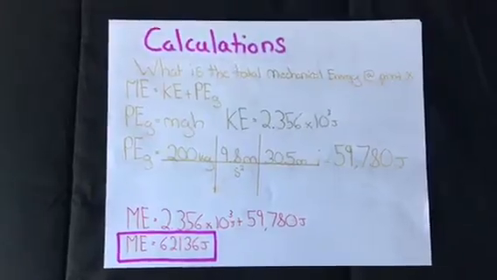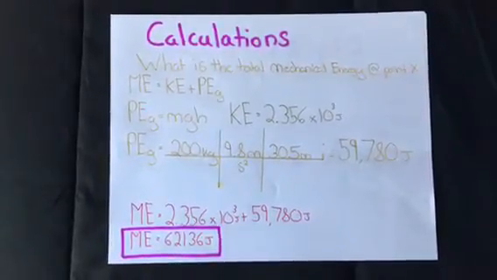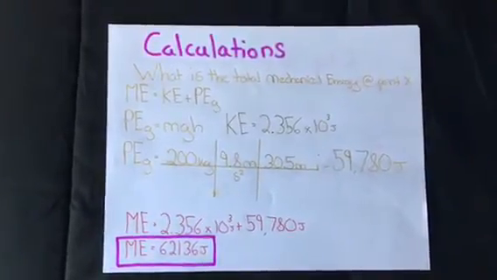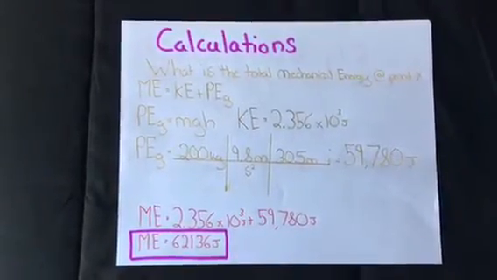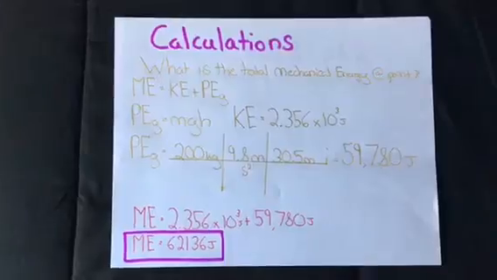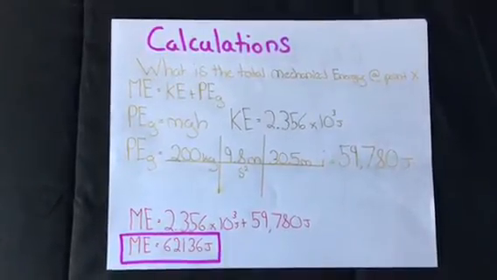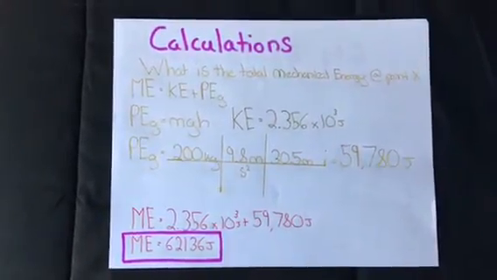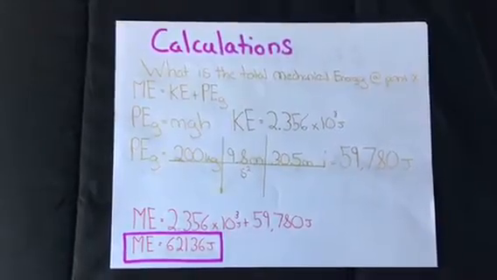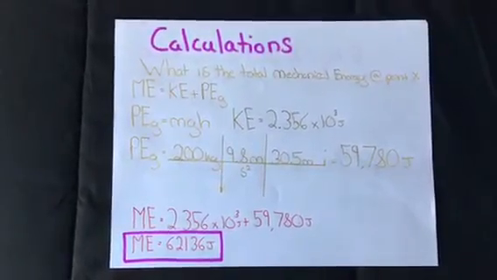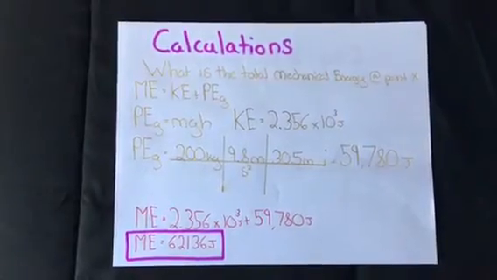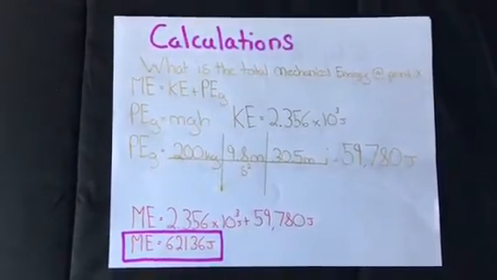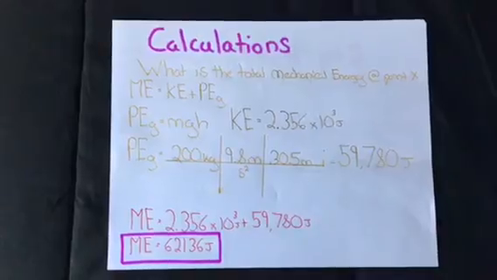So to get the potential gravitational energy, we would multiply the mass of the cart, which is 200 kilograms, by gravity, which is 9.8 meters per second squared, by the height of point X, which is 30.5 meters, and that gives you 59,780 joules.